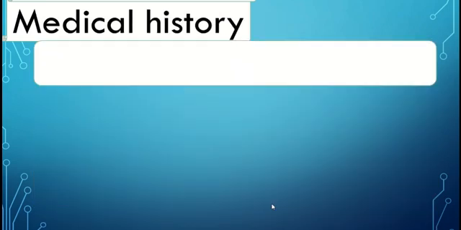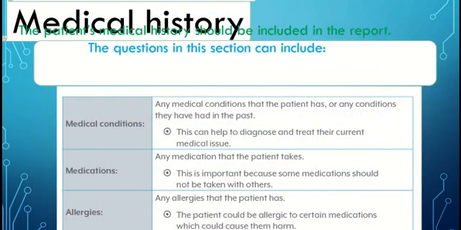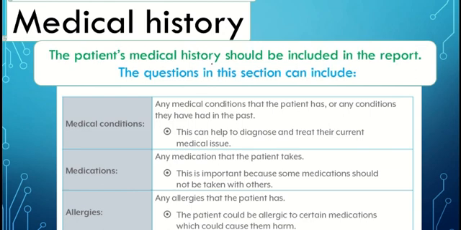Medical history. The patient's medical history should be included in the report. The questions in the section can include medical condition, medication, allergies. Medical condition, any medical condition that the patient has, or any condition that they have had in the past. This can help to what? Help to diagnose and treat their current medical issue.